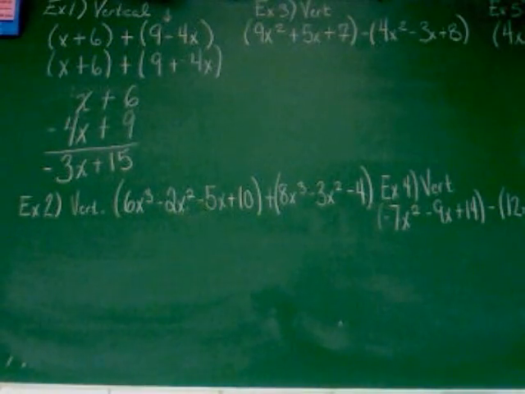Okay. All right. 6x cubed minus 2x squared minus 5x plus 10 added to 8x cubed minus 3x squared minus 4.